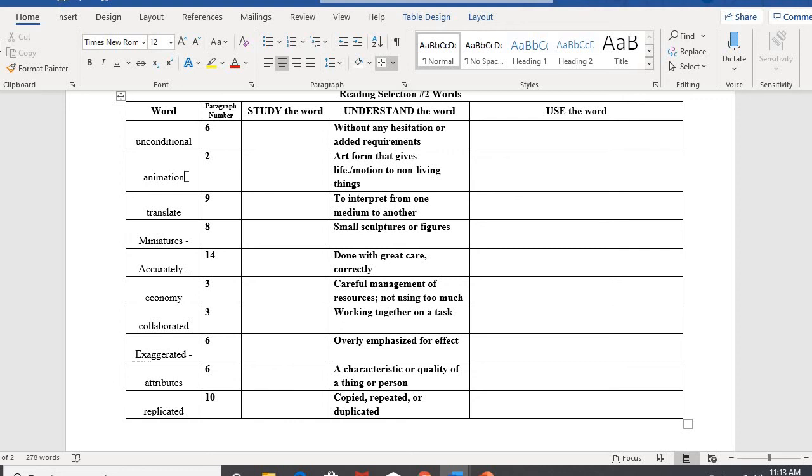Number 6, the students in my multimedia class all collaborated on an animated film about penguins. If you are collaborating with people in paragraph 3, you're working together. You are working together.